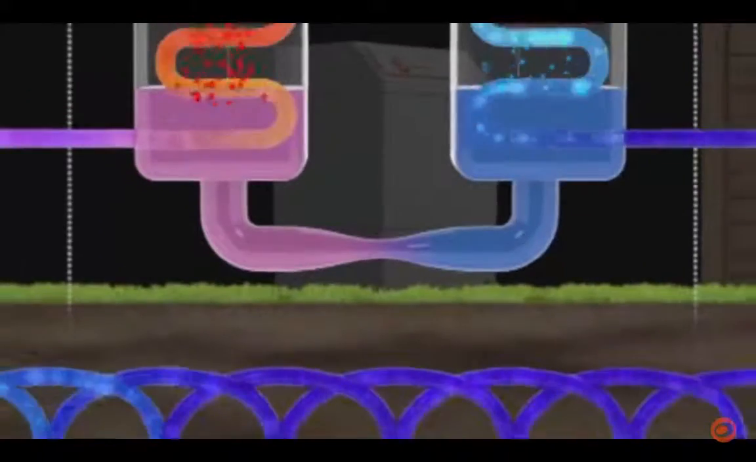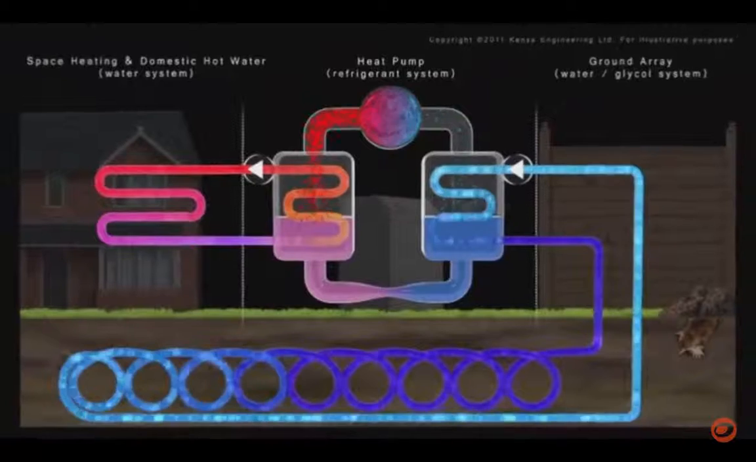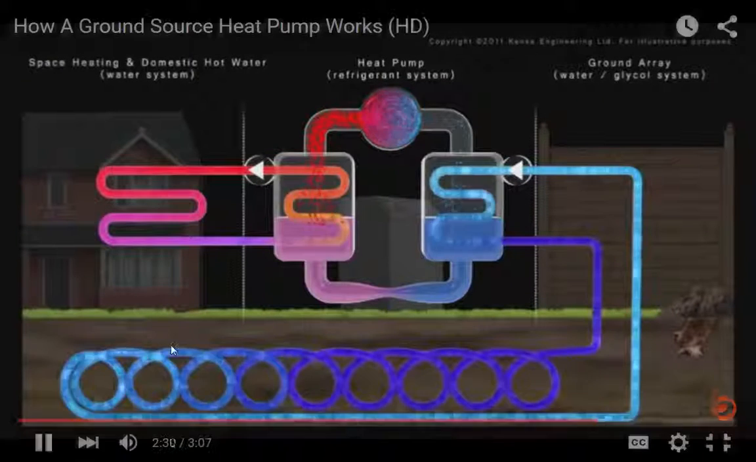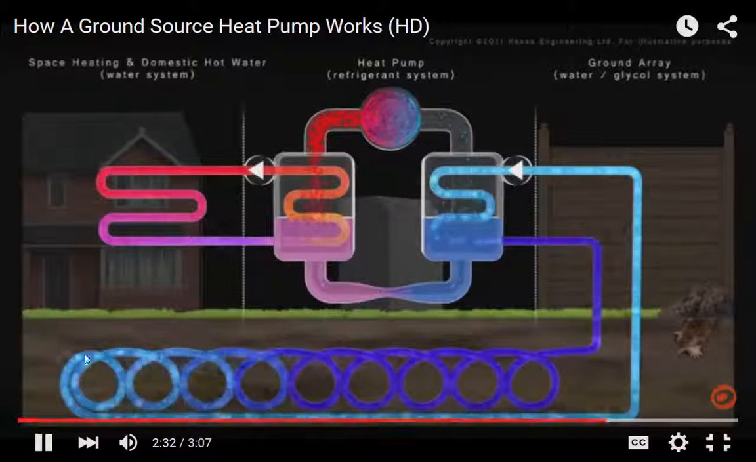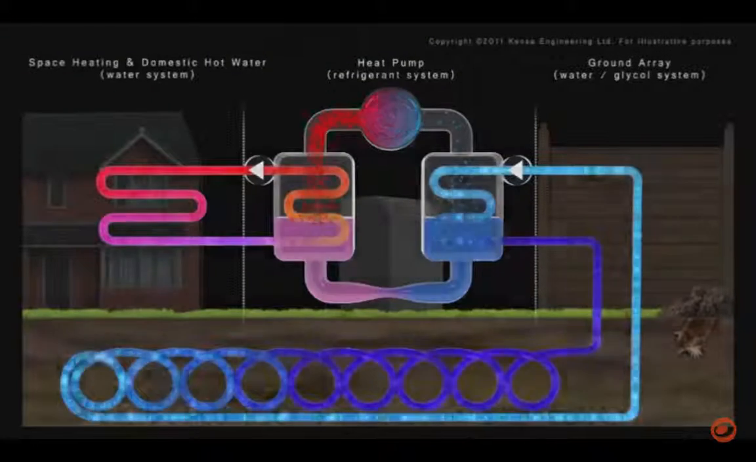Low-grade heat stored in the ground has been upgraded by the refrigeration process to deliver hot water. For each kilowatt consumed by the heat pump, 4 kilowatts of energy is generated, effectively meaning the cost per kilowatt hour is quartered.